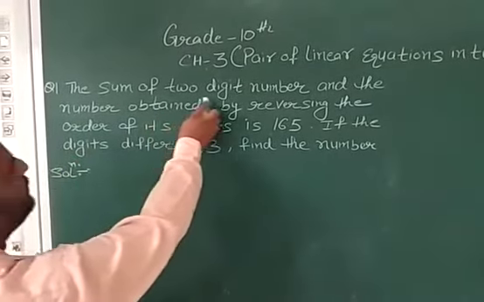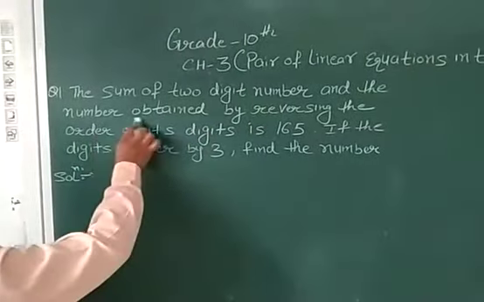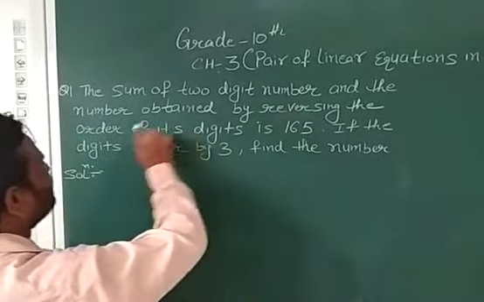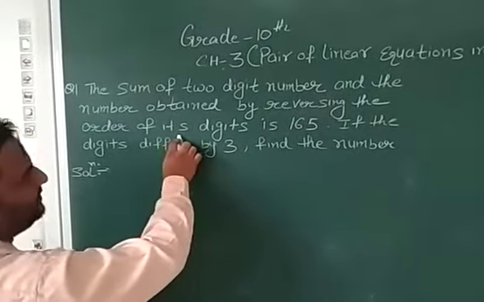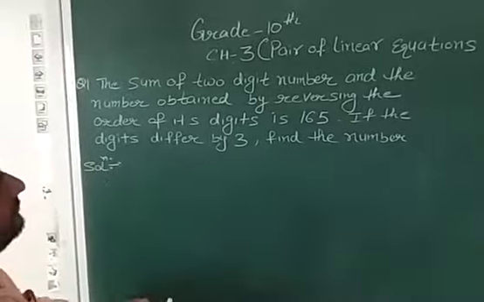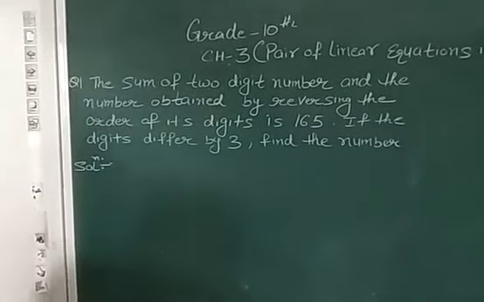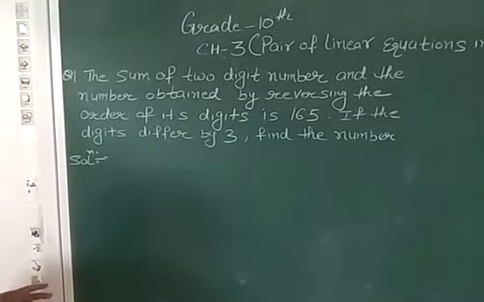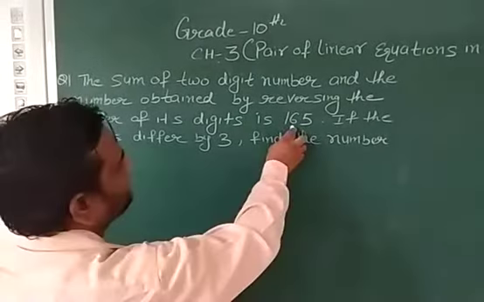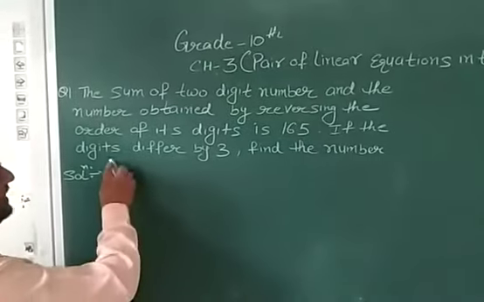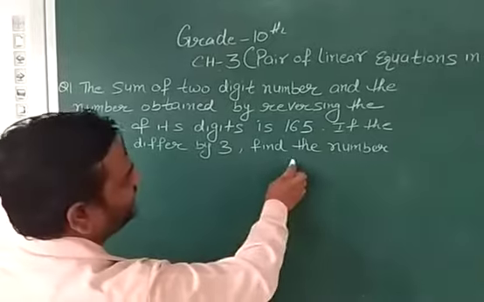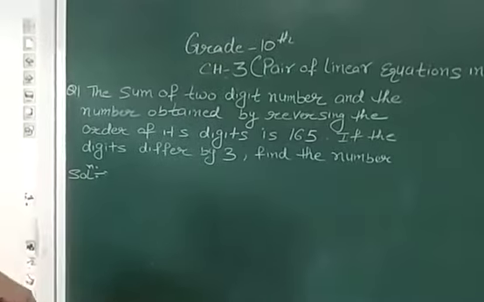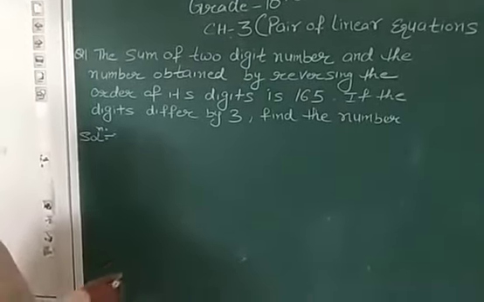The sum of a two-digit number and the number obtained by reversing the order of its digits. Very important. What is given to us? The sum of the two-digit number and the number with reversed digits is 165. If the digits differ by 3, we have to find the concerned number. So how do we have to solve this question?